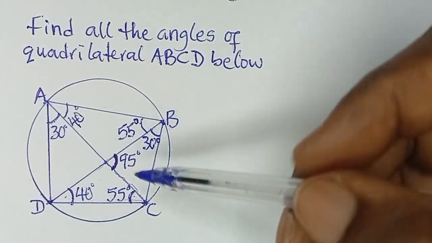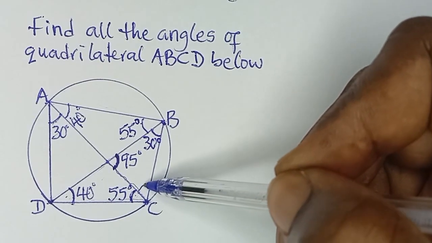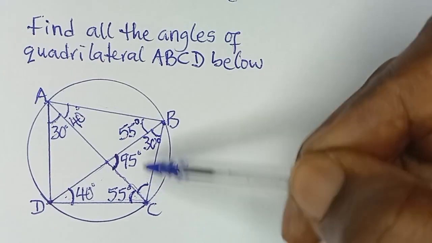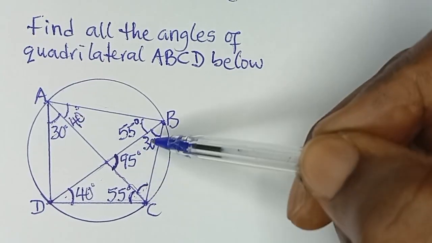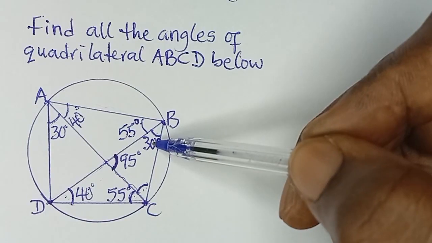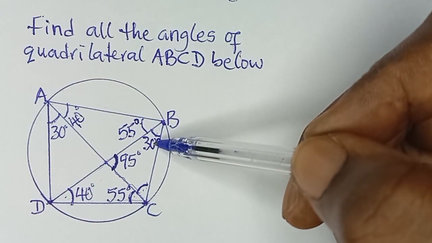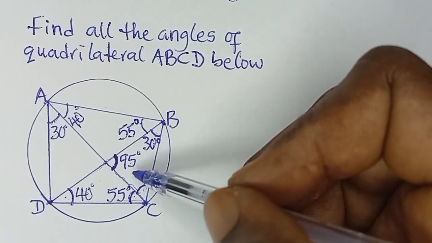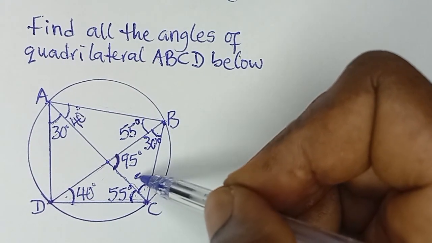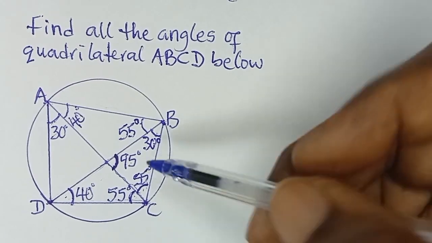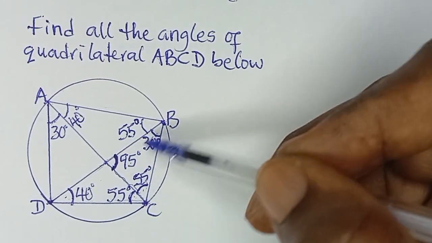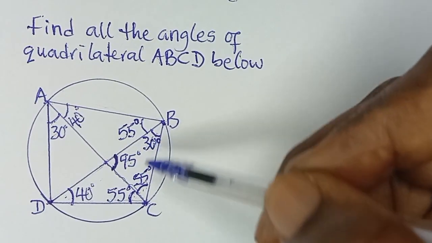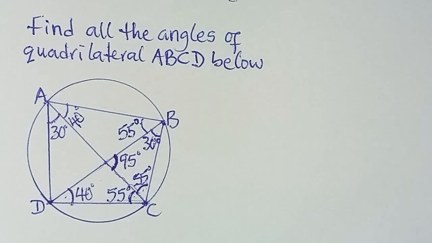So now, finally, let's look at how to get this angle. This is a triangle, 95 degrees, 30 degrees, and this angle. Sum of angles in a triangle adds up to 180. So 95 plus 30 degrees is 125. When we subtract 125 from 180, it will give us 55. So 180 minus 125 will give us 55, which is this last angle.